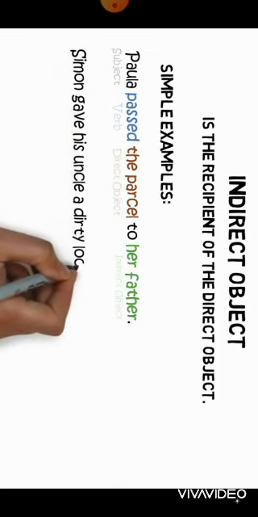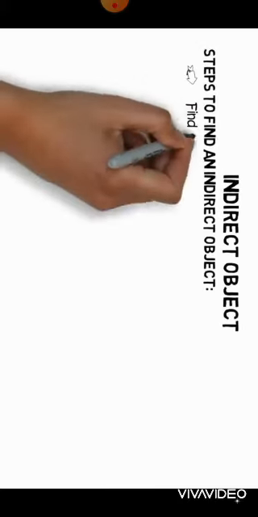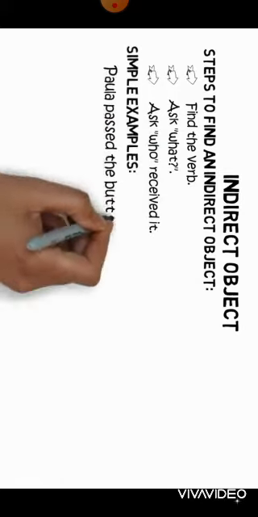Let's look at another example. Simon gave his uncle a dirty look. So you find the verb and you ask what? Gave what? A dirty look. To whom? His uncle. So his uncle is the indirect object. It's the recipient of the direct object. Let's look at some steps to find an indirect object. So start by finding the verb and then ask what. That gives you the direct object. And then ask who received it, and that gives you the indirect object.